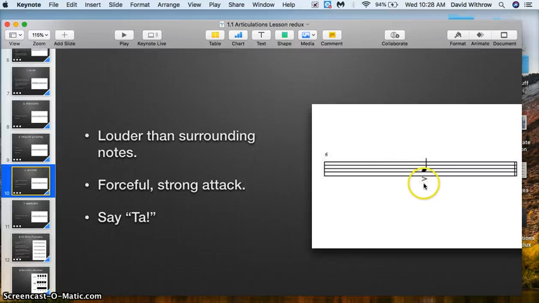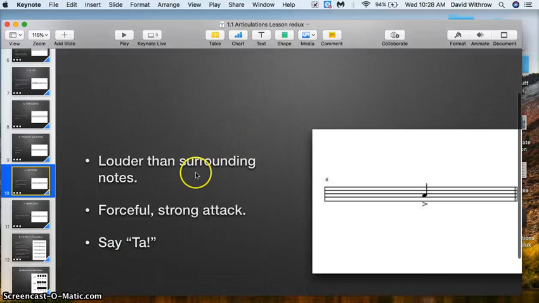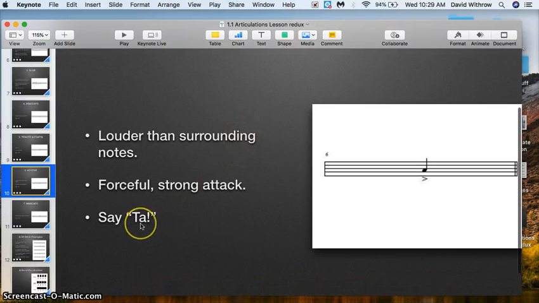This sideways V, above or below the note, is called an accent, and those notes should be louder than the surrounding notes. A forceful, strong attack. My drummer brothers and sisters know to help make that accent be louder, keep the other notes around it a little softer. We're going to use a very forceful attack in our syllables.